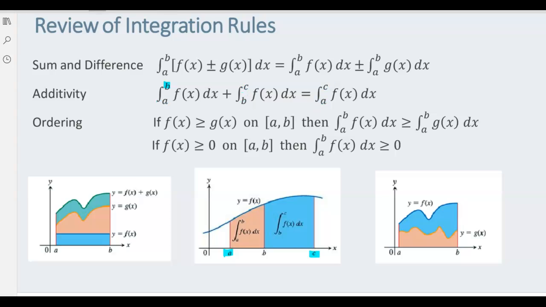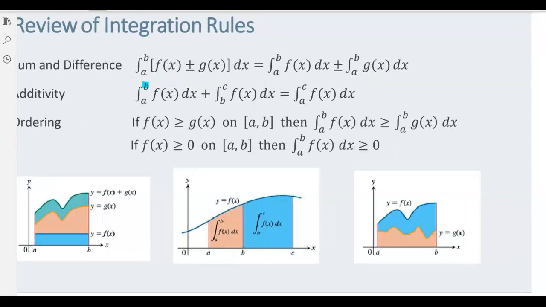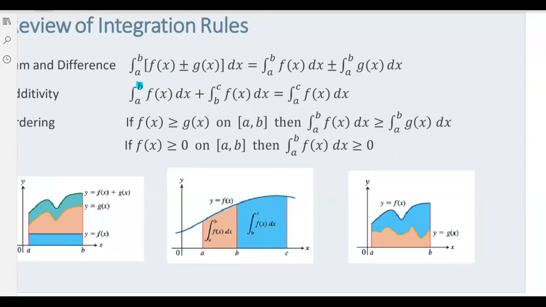And then the third is also something that is kind of obvious from the picture. It's saying that if we have some function f that is greater than some other function g everywhere in a particular interval between a and b, then the integral of f is going to be larger than the integral of g. It kind of makes sense just by looking at the picture.